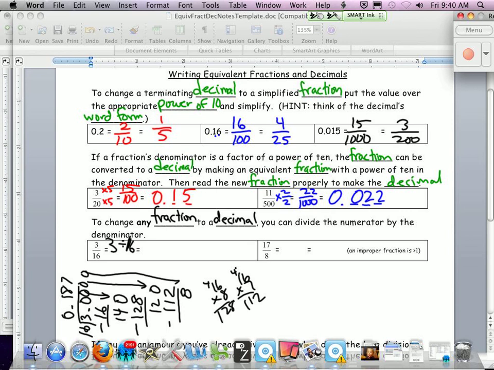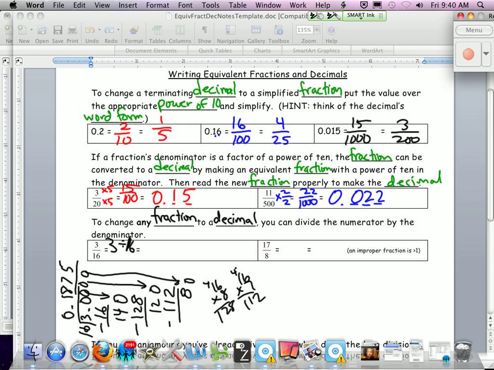How many times does 16 go into 80 without going over? 5 times, because 5 times 16 is what? 16 times 5 is 80.